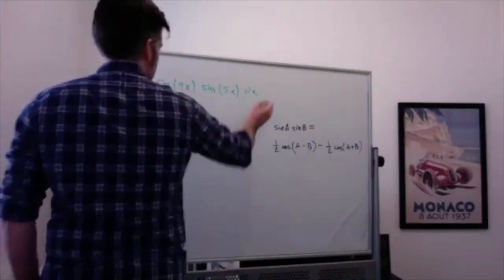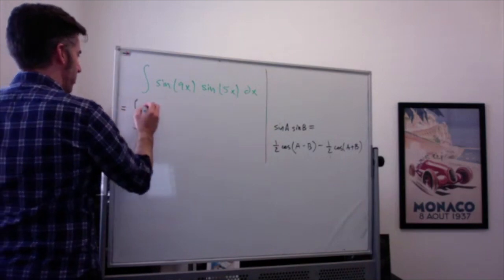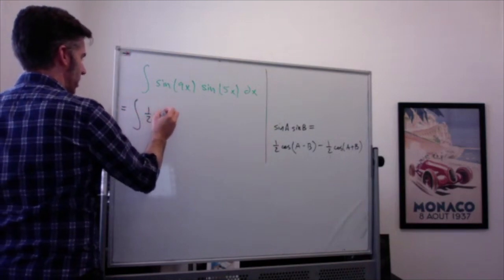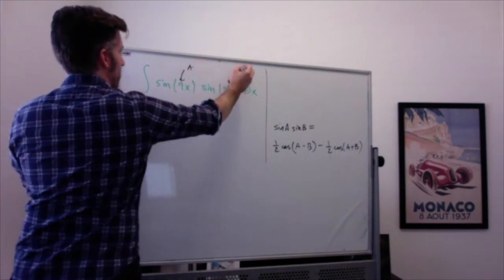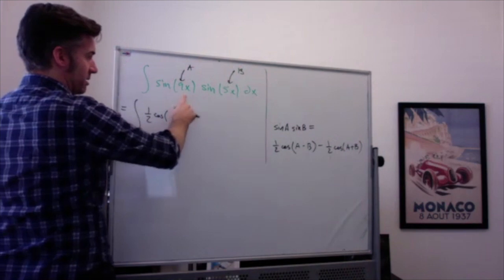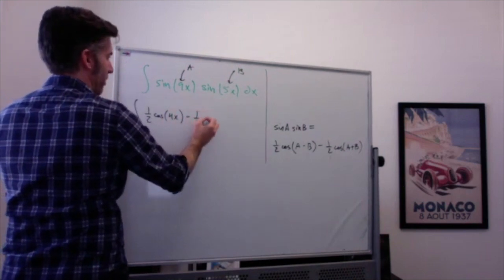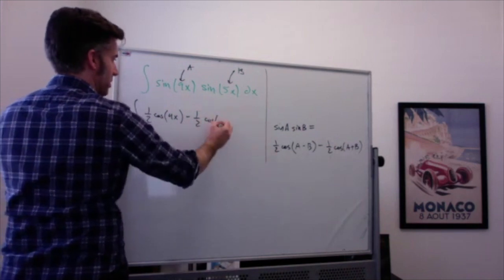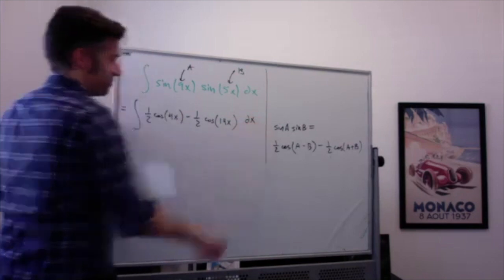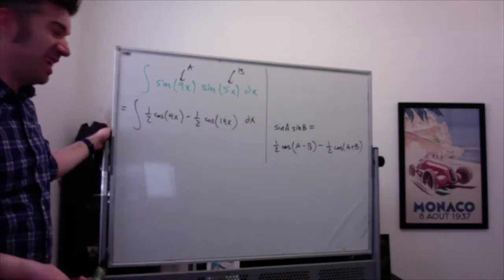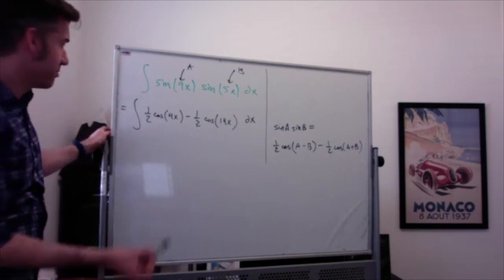So this ends up equaling the integral of 1/2 cosine of, I'm calling this A and this B, so it's 9x minus 5x, so 4x, minus 1/2 cosine of A plus B, which is 14x. That's kind of it. And then we can integrate this.